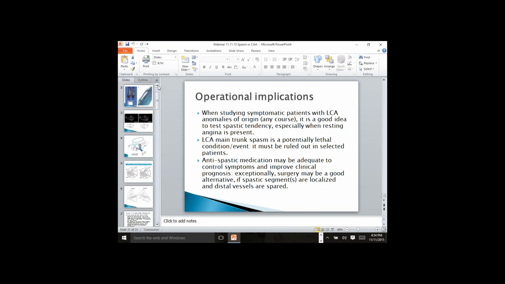So this is really fascinating cases. But what percentage of your patients do you try the acetylcholine test on? Is it just these patients who had rest angina and therefore you were suspicious of spasm, or have you given it to all patients who have anomalous coronary arteries?